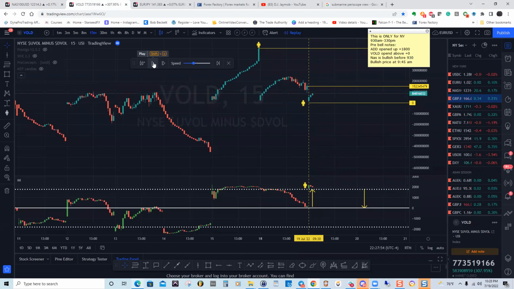Boom. This is all I need. I don't need anything else. I got 3 green candles going up. I've got 3 guys above the 1800. I'm going for a buy. I'm pushing the buy signal right now at 10.